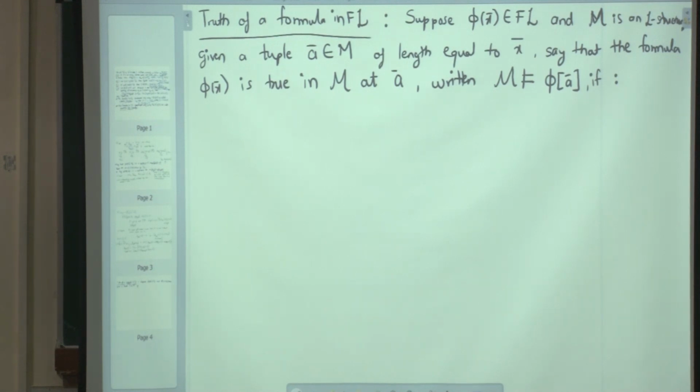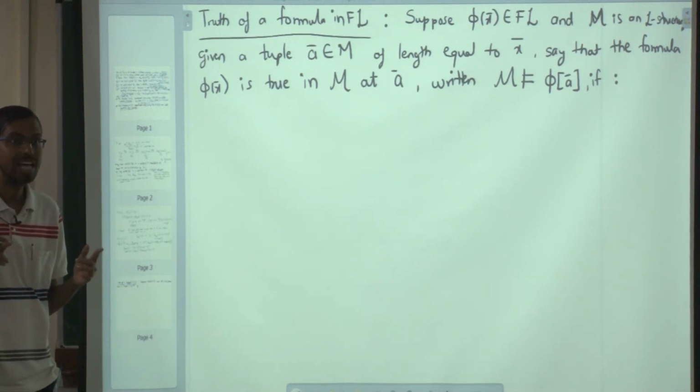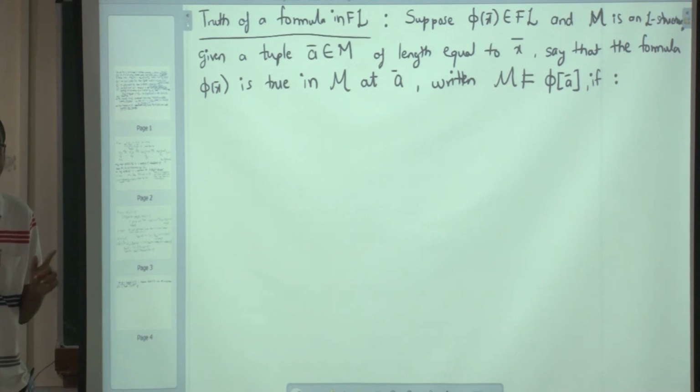So, this is where our double turnstile has been introduced. How do you read it? It's a complicated way of reading. Phi is true in M at A bar. And notice that I am using curly M because I want to talk about the structure and not just a set. Another thing you should notice, before I complete the definition, is I said A bar in M. Technically speaking, this is wrong. What I should be writing is A bar in M to the power length of A bar.